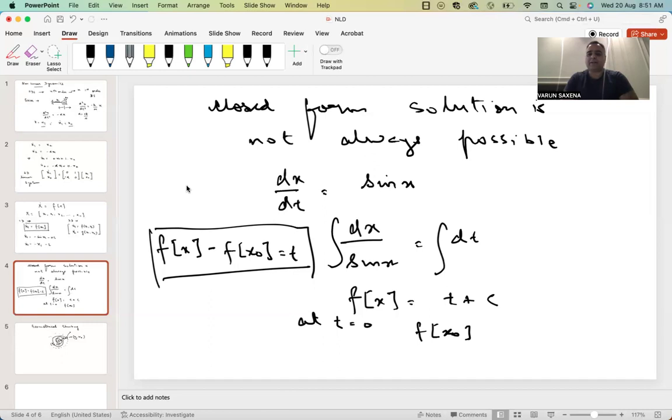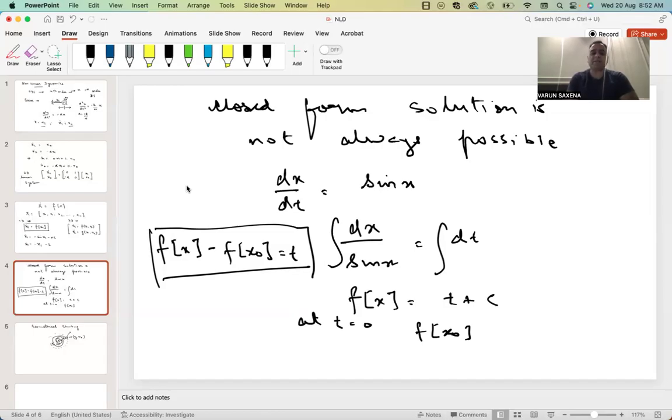Like for example, if I take a small system, which is dx by dt is equal to sine x, if you integrate it, you will be able to find the exact solution given the initial conditions, which will determine C as given here in the equation. However, for systems which are slightly more complex, it will be very difficult to find out the solution.